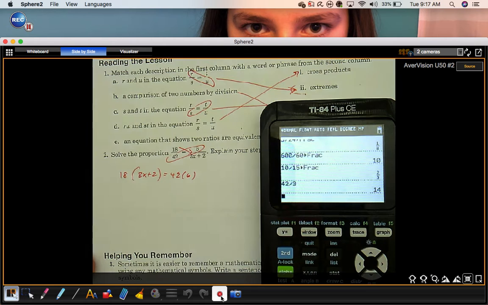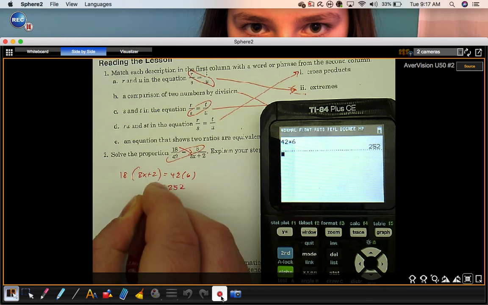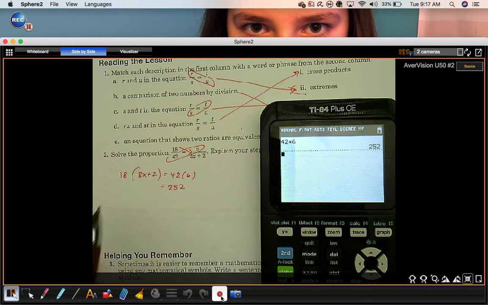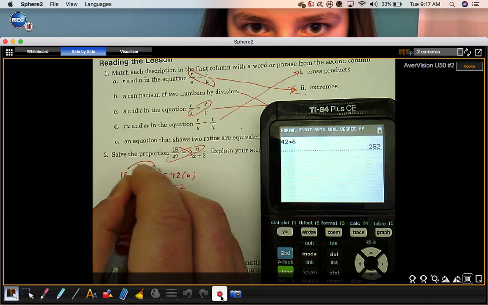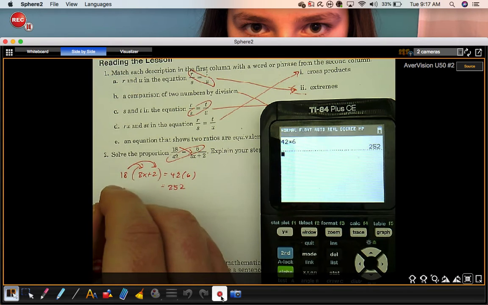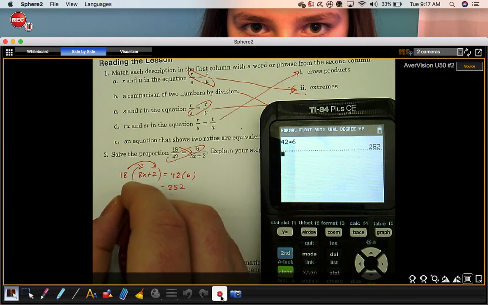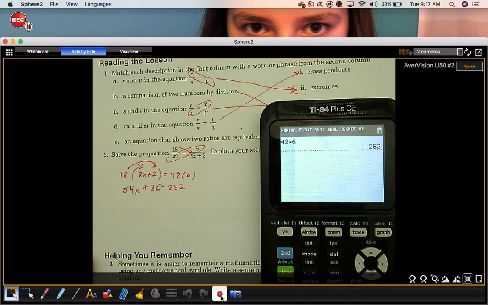We're going to use our calculator to help us. 42 times 6, 252 on the right side. Now on this left side, we need to distribute 18 across both of those numbers. 18 times 3x gives you 54x, and 18 times 2 gives you 36.